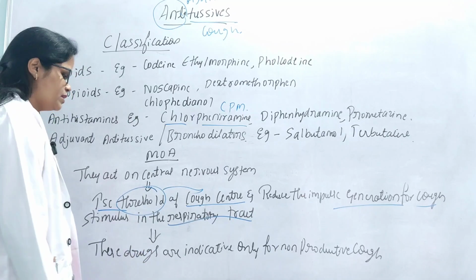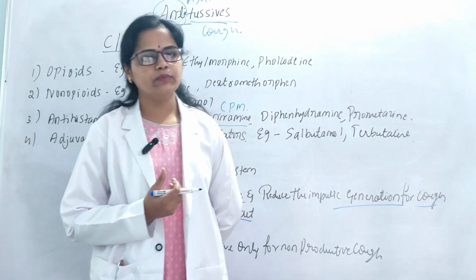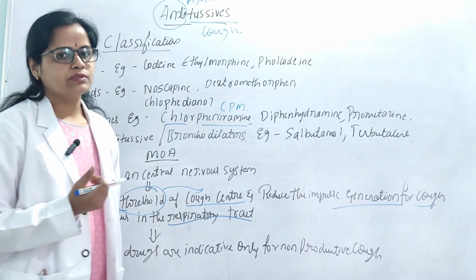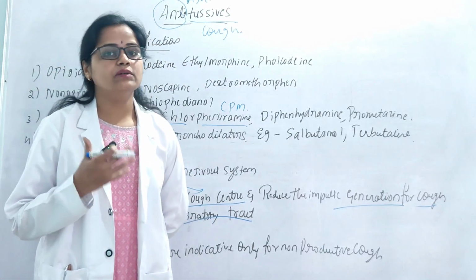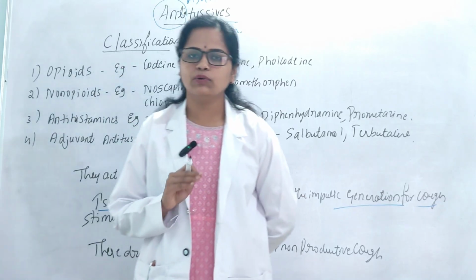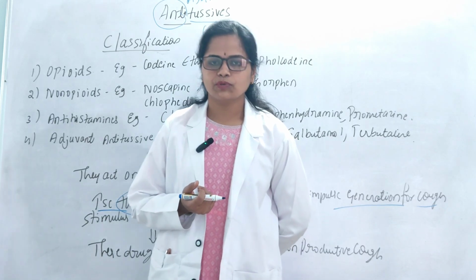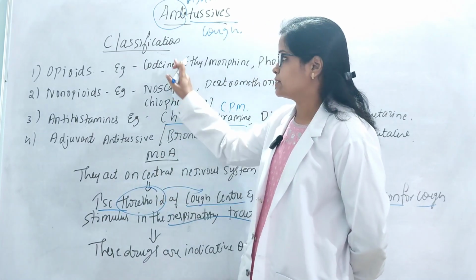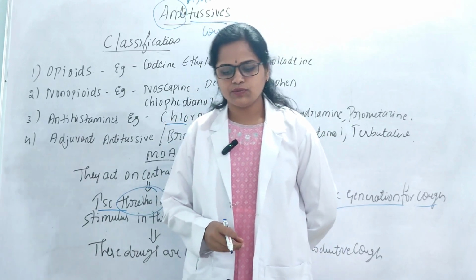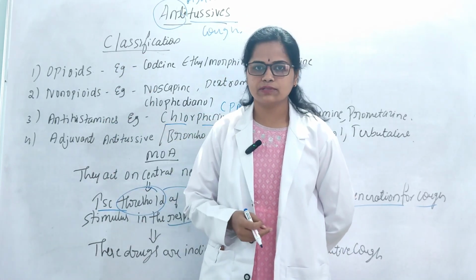These drugs are indicated only for non-productive cough. Where there is expectorant and thick mucus collection, antitussives should not be administered. Only these drugs are administered for dry coughs. These are the classifications with examples and the mechanism of action of antitussives. Next we'll see a detailed explanation of these classifications.